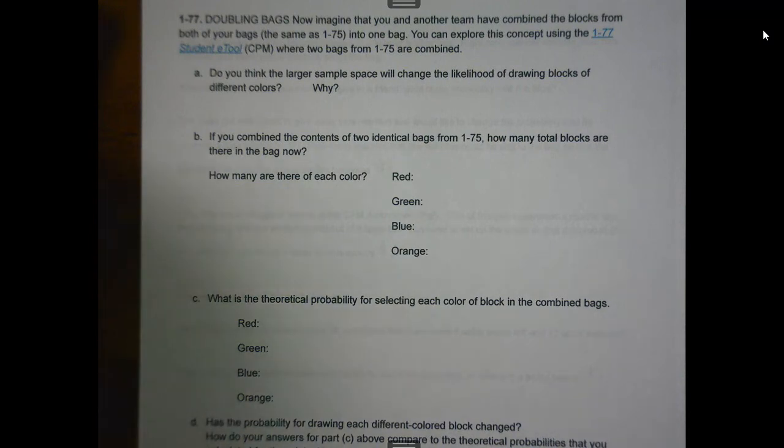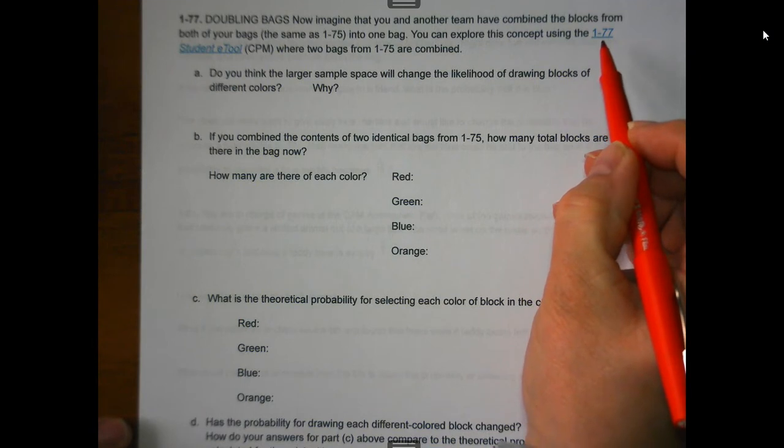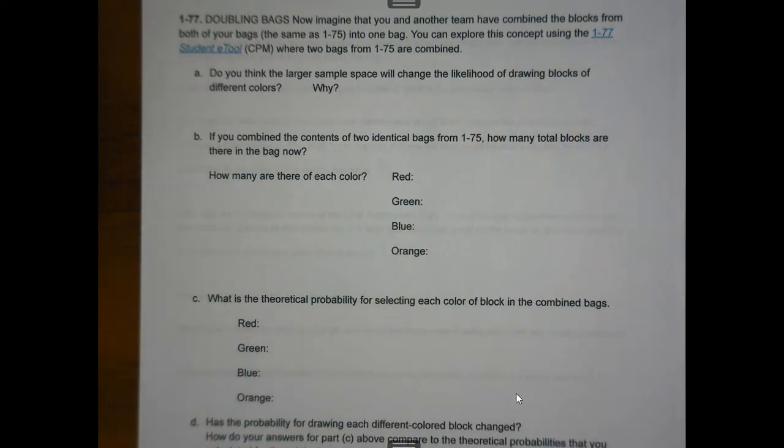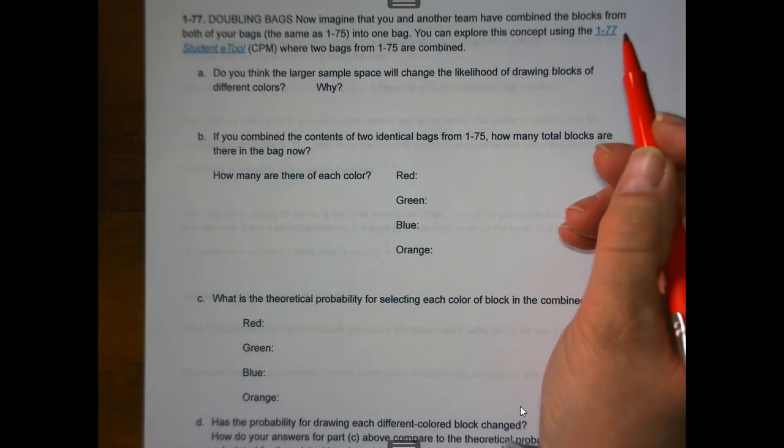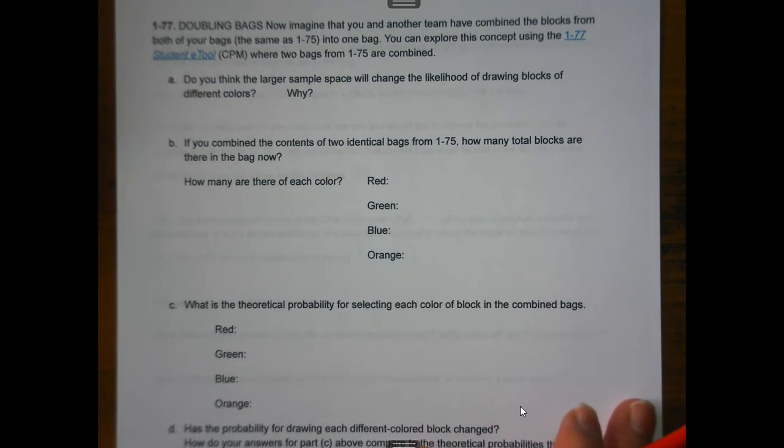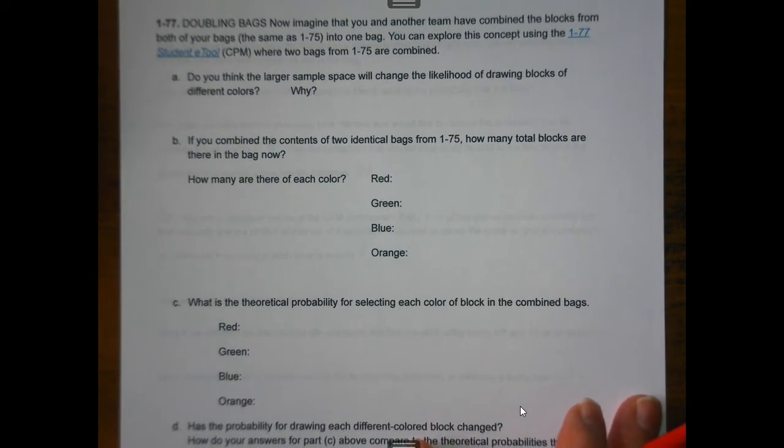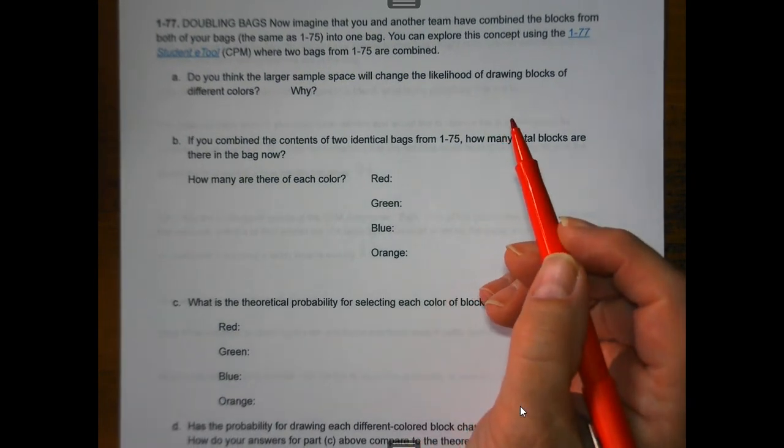All right, let's take a look at our independent work that was assigned from last time. And the question that we're going to take a look at right now is called doubling bags. I included the idea of using the Student E tool. And I'm hoping that if you were a little confused, you were able to access that. But let's take a look at these questions.